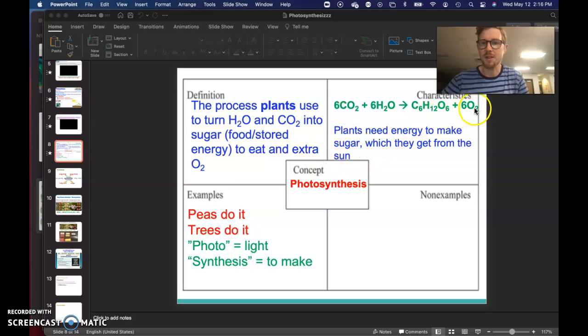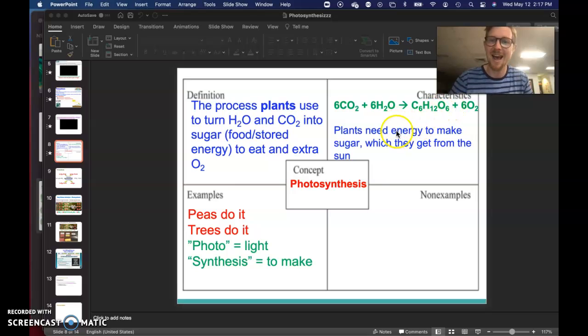So the equation looks like this. Carbon dioxide plus water, and there's 6 of each because you need lots of carbons and oxygens and hydrogens to make this sugar. That's what that big 6 is. 6 carbon dioxide, 6 waters, turns into 1 sugar, or 1 glucose, plus 6 extra oxygens. We love sugar. We love oxygen. This is the only process that can do that. So without plants, without photosynthesis, we're not here.